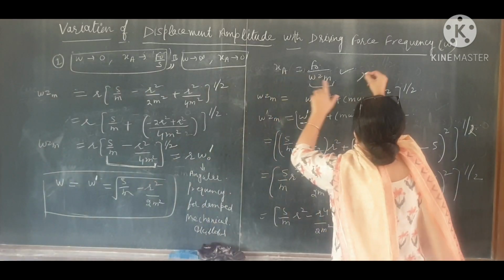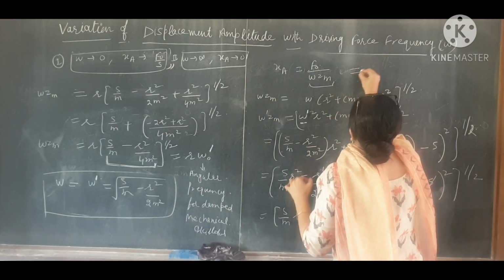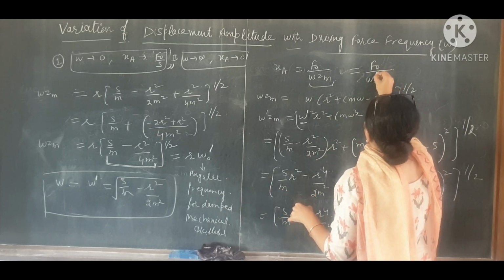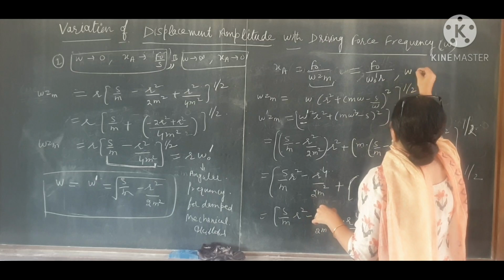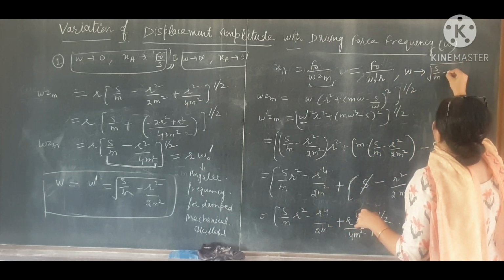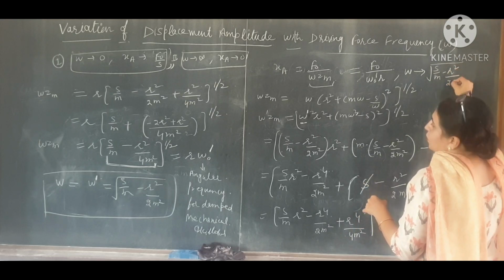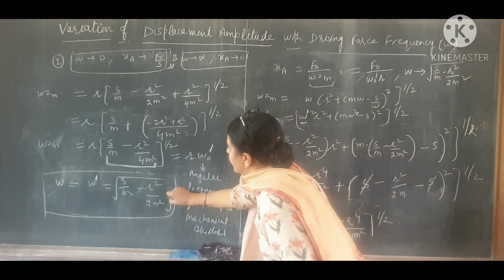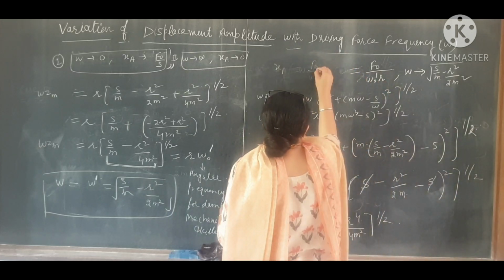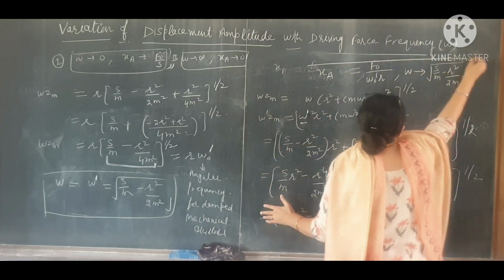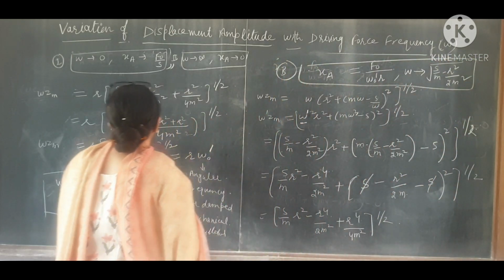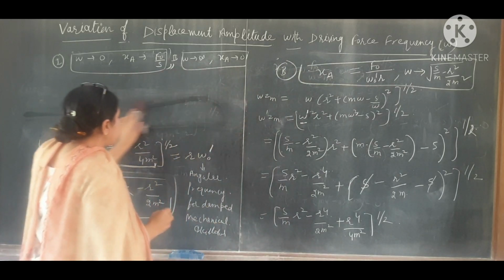Now put the value of omega zm here. So xa is equal to, this implies f naught over omega zm is omega naught dash into r. When omega approaches under root s over m minus r square over 2m square, we have the value of displacement amplitude as this. So this is our third case.